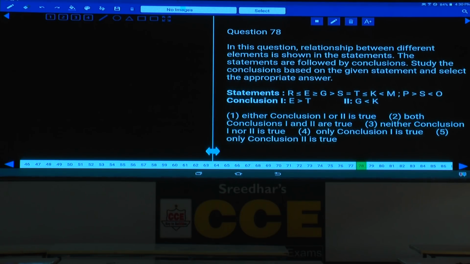Coming to question number 78, the relation between E and T: E greater than T, definitely true, first conclusion. Next, the second, the relation between G and K. G is here, K is here, one greater than, one lesser than, two opposite symbols, that is false. So only conclusion 1 follows, that is choice 4. Clear? 78, it is choice 4.